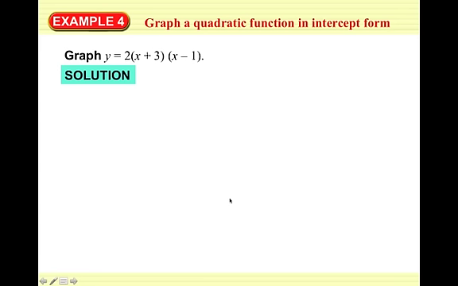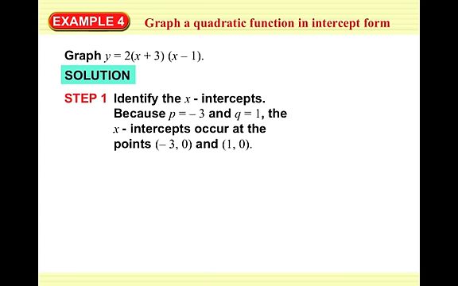So we want to graph y = 2(x + 3)(x - 1). So the first step is to identify the x-intercepts. p is -3, because remember it's x minus p, so it's x minus negative 3. So p is -3. And then this is x minus q, so q is just 1.